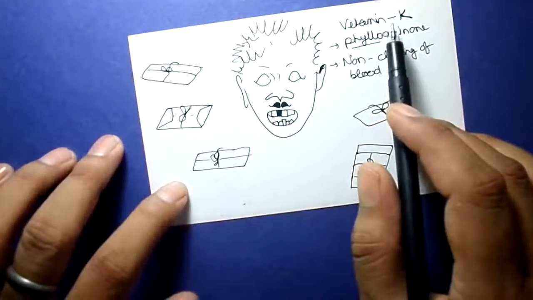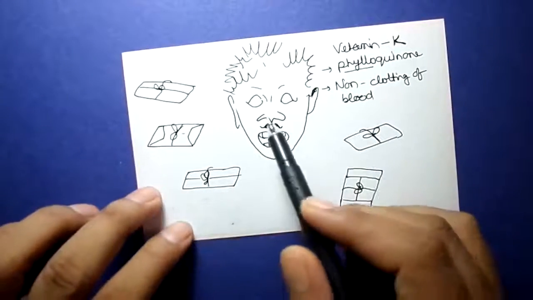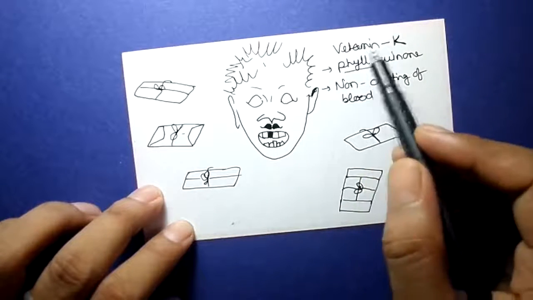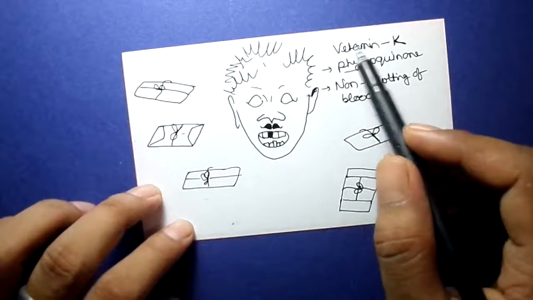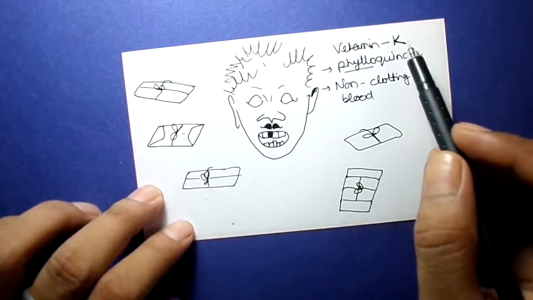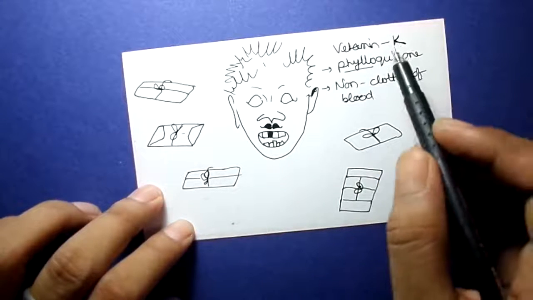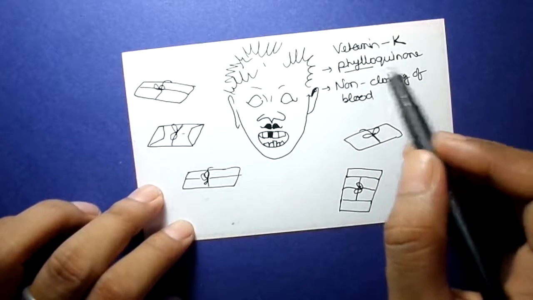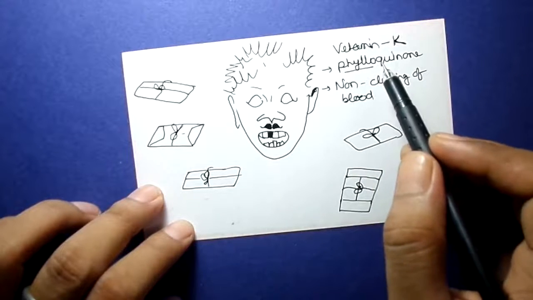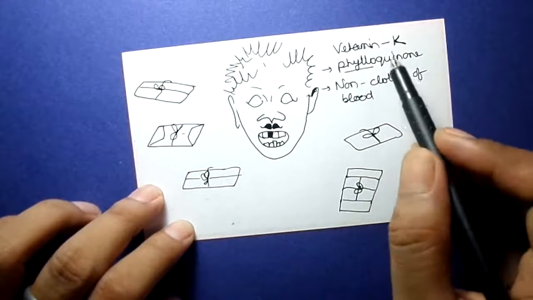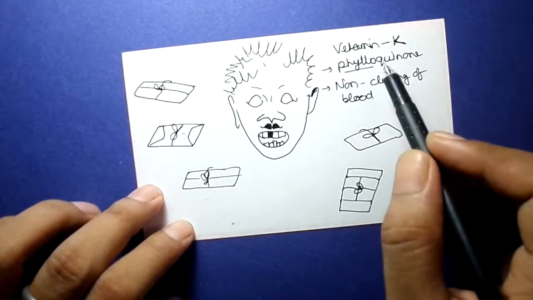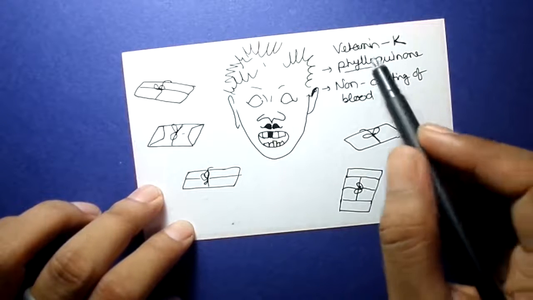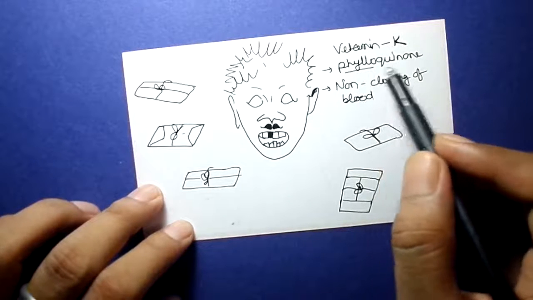It is vitamin K. The same thing is here. A person suffering from the deficiency of vitamin K went to the doctor and the doctor prescribed him phylloquinone. It is the chemical name of vitamin K. Phylloquinone. So it is the name of vitamin K, phylloquinone.